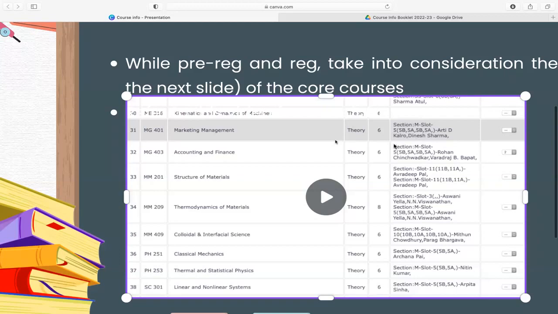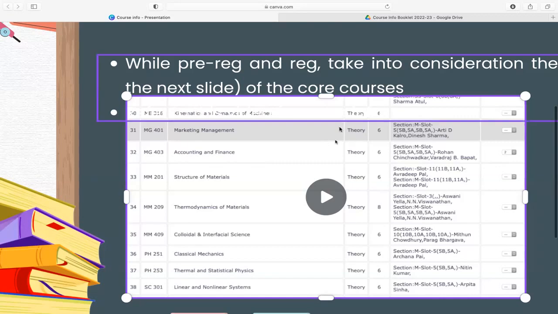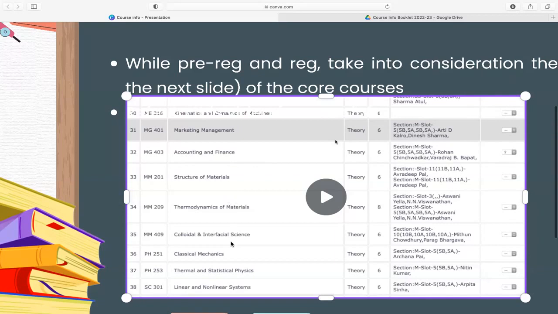Now, when you open the pre-registration portal on the external ASC, you will get three options. Firstly is the minor registration option, and secondly is the humanities electives option. So when you click on the minor registration option, you will get a list of the minor courses that are being offered like this in a particular semester. Now you can put a preference order for the same.